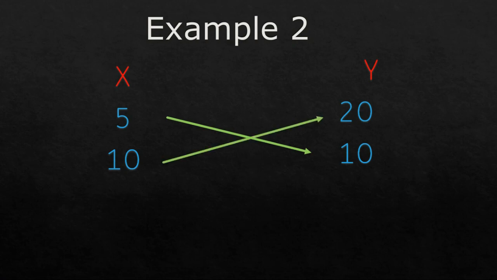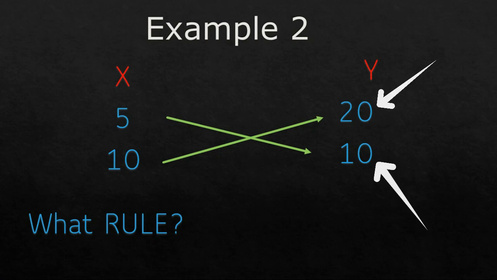Another example. We have here set of numbers x and y. X has members of 5 and 10, while y has members of 10 and 20. 5 is connected to 10 and 10 is connected to 20. Now, what is the rule that connects the two sets? This example here is mathematical, unlike the first one. Remember that the rule in math are operations. So basically, you will just think on how 5 and 10 will become 10 and 20.